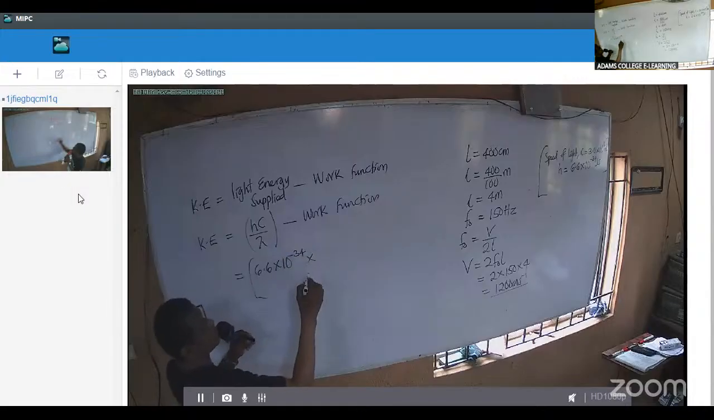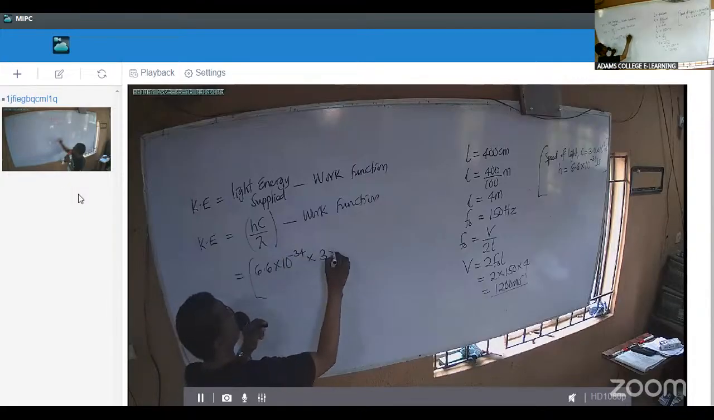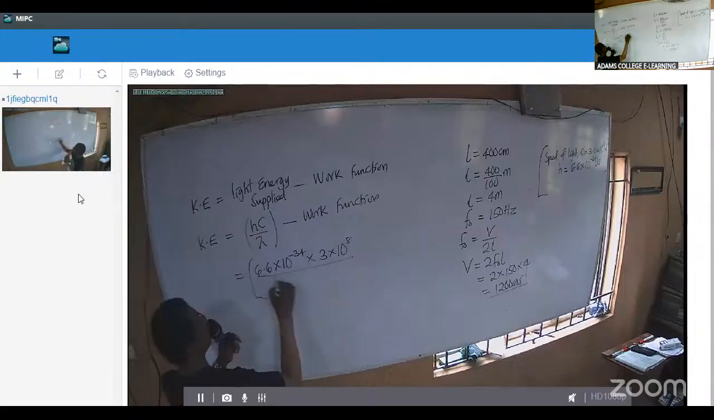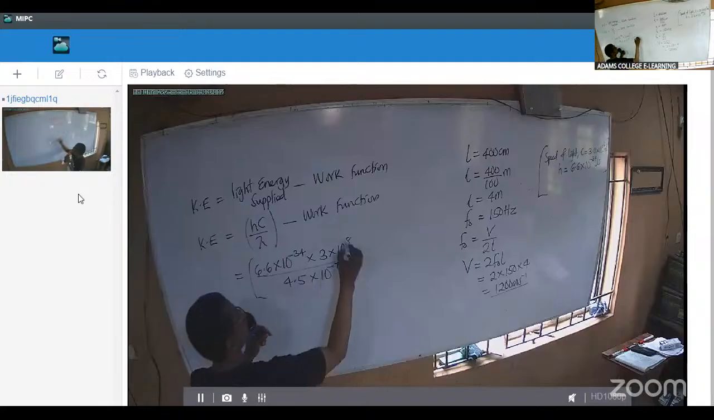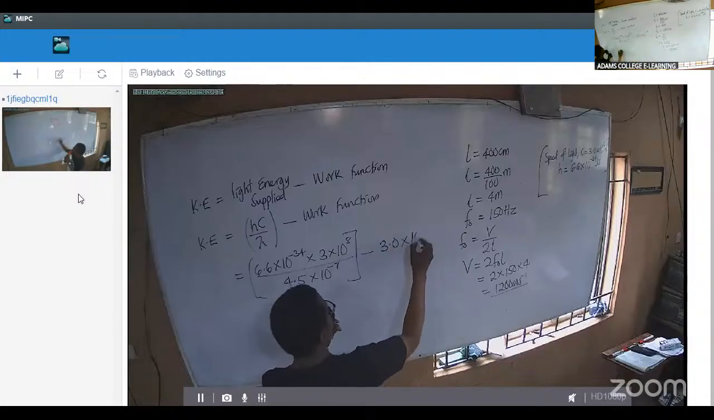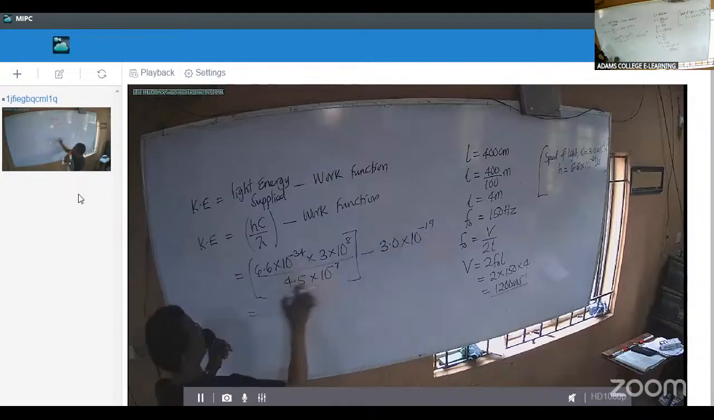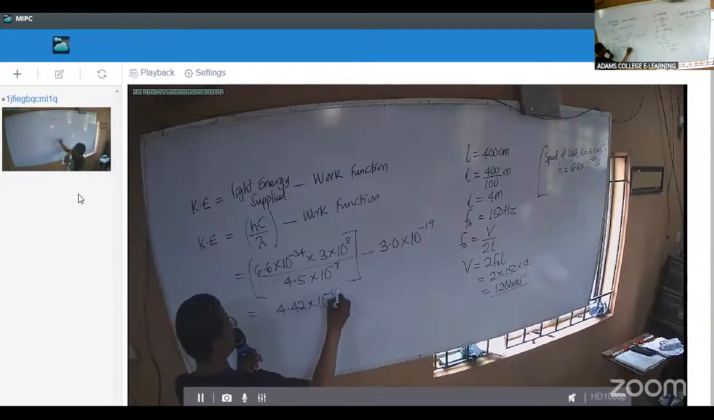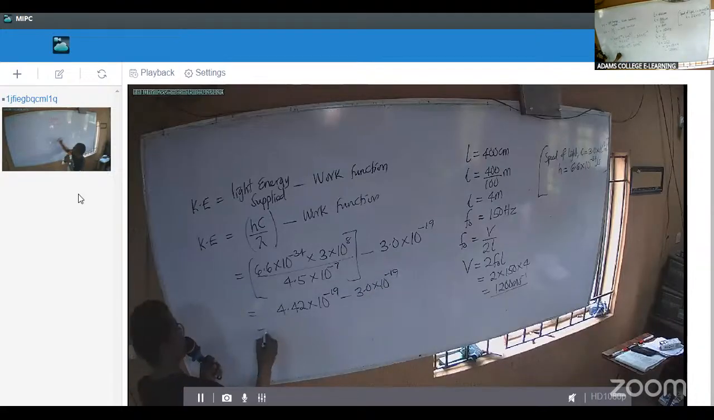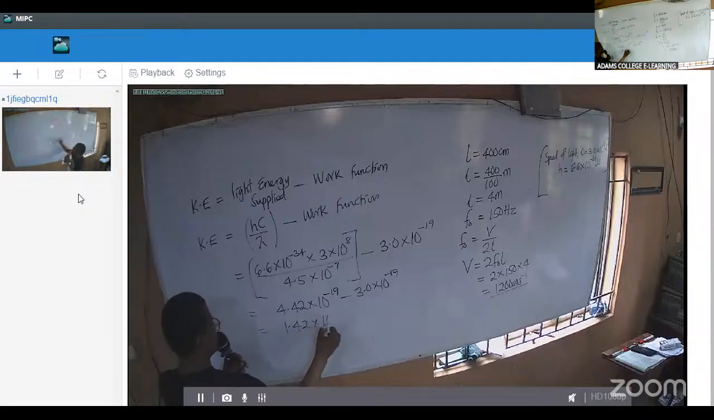What's our velocity? 3 times 10 to the power 8. What's the wavelength they gave us? 4.5 times 10 to the minus 7. Minus what's the work function they gave us? 3.0 times 10 to the minus 19. What do you get? 4.42 times 10 to the minus 19, minus 3.0. Some people did not subtract, they just stopped here. You are wrong. The answer is 1.42 times 10 to the minus 19 joules.